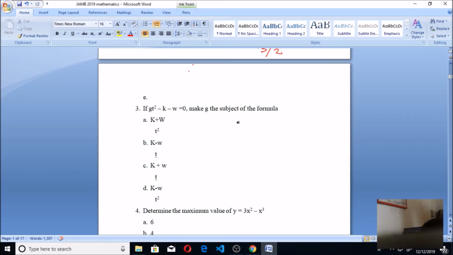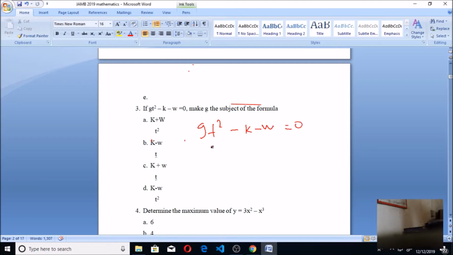We are told to make g the subject of the formula. How do we go about approaching this very question? So we have gt² minus k minus w equal to 0. We want to make g the subject of the formula.